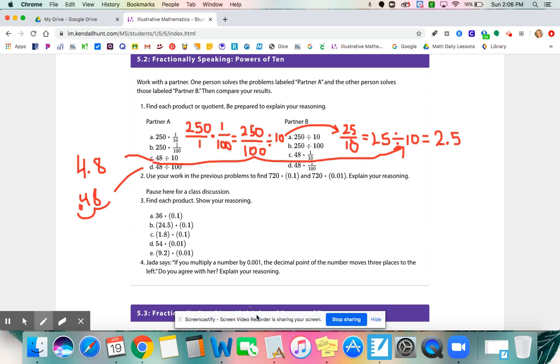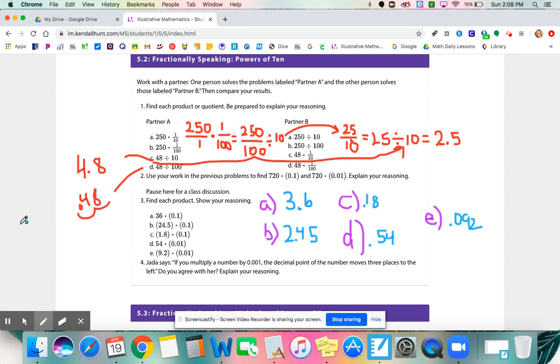Okay. There's some more practice problems down here. I want you to try to figure out where your 36, your 24.5, your 1.8, your 54, your 9.2, those will be in your answers. These numbers over here are going to move the decimals. So I want you to try these problems. I'd like you to hit pause, try them. When you hit play, my answers will be there for you to check. So push pause.